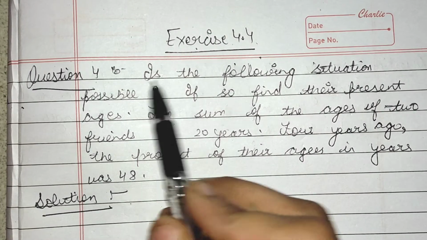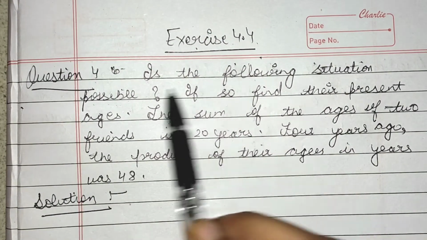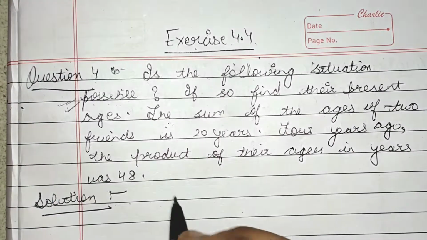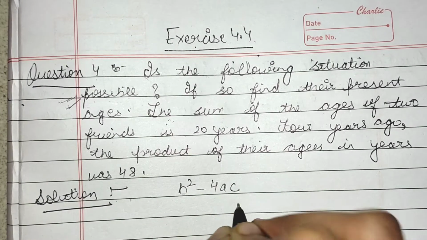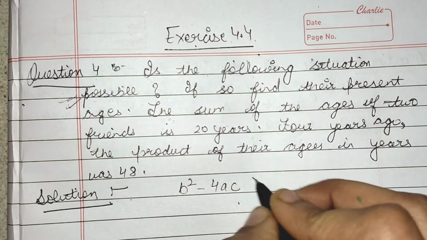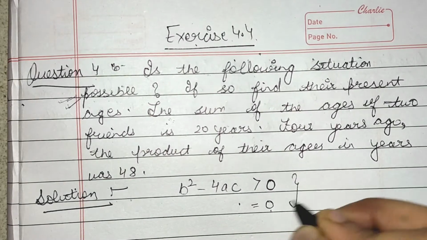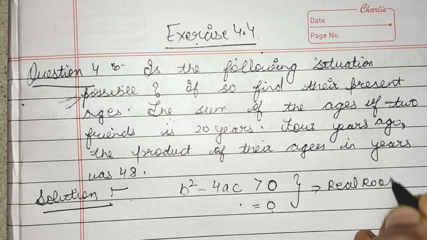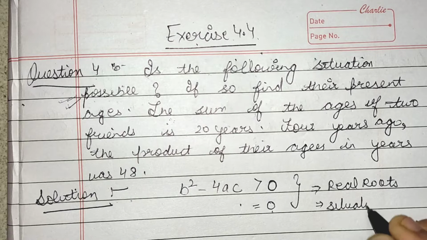So what does it say? Is the following situation possible? How do we define if a situation is possible or not? In case of a quadratic equation, we find out b square minus 4ac. If it is greater than or equal to 0, we say that real roots exist. That means our situation is possible.